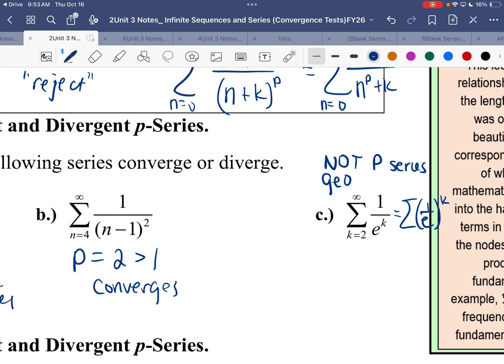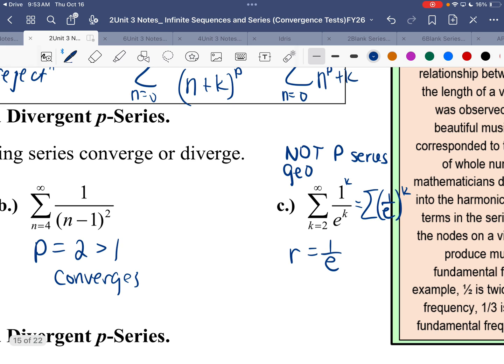1 over e is what r is. r is not just e, it's 1 over e. Because 1 could have technically been to the k power, because 1 to any power is 1, except for infinity. Then it's confusing. Is this 1 over e bigger than 1 or less than 1? Less than. Well, what would we say? Converges. We got opposite convergence rules from the geometric series.